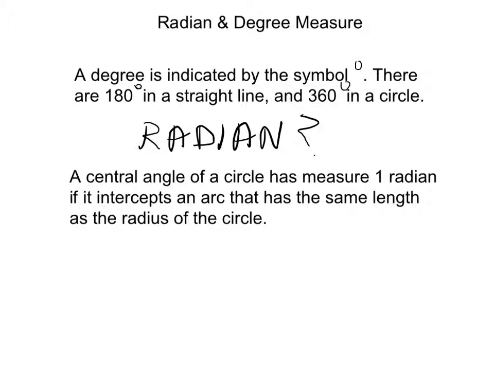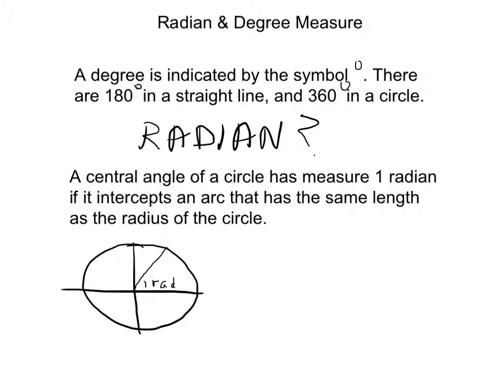So here is the formal definition of a radian. It is going to be the central angle of a circle, and the central angle of a circle will have a measure of 1 radian if it intercepts an arc on the circle with the same length as the radius of the circle. So take a look at this picture. In this picture, this angle right here will be 1 radian if the arc that it intercepts and the radius are the same length. So the arc would be length r and the radius would be length r.